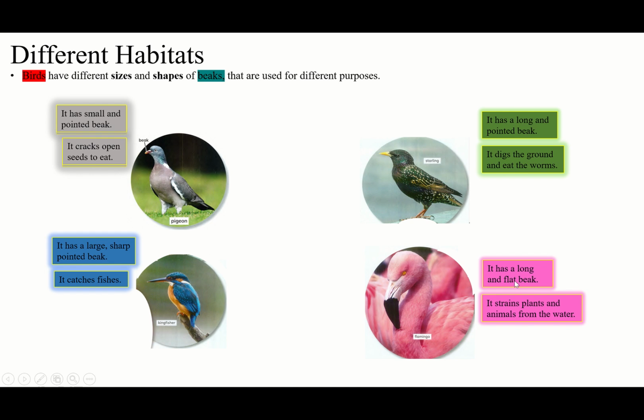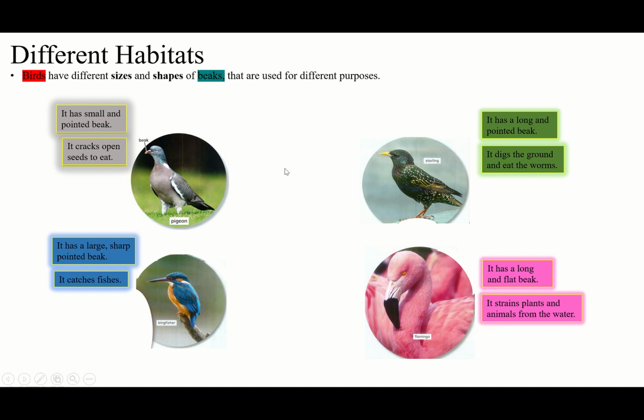So it means it has a long and flat beak, flamingo. What is it for? It means the size is long, the shape is flat. What's the purpose? We said we have to know these three things about each of them. What's the purpose? It strains the plants and animals from the water. So that's why it must be flat and big. If you look at the beak, you see that it's completely different from the others. It's flat and also long. It's kind of big. You see.